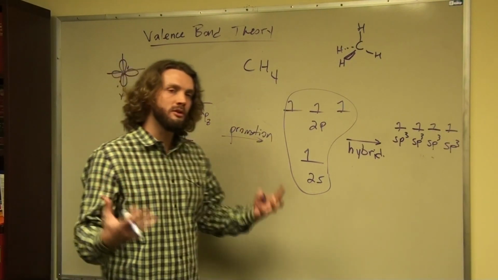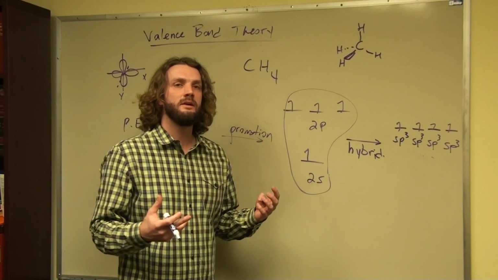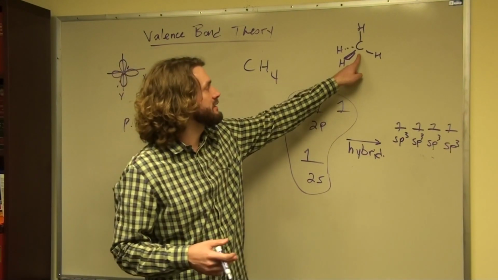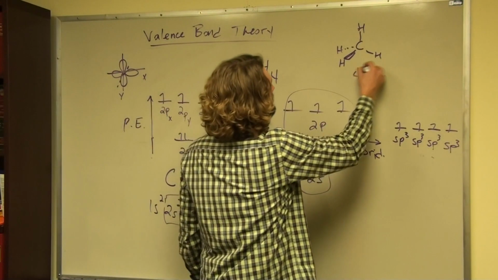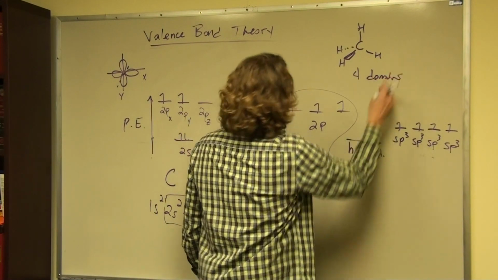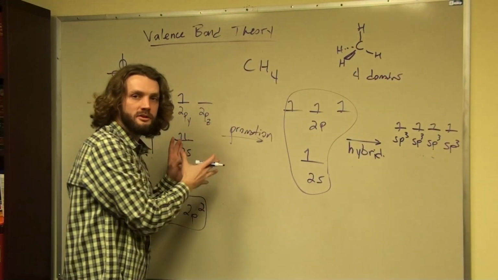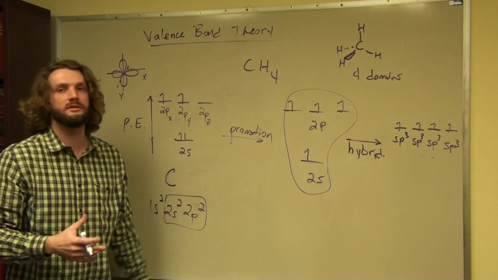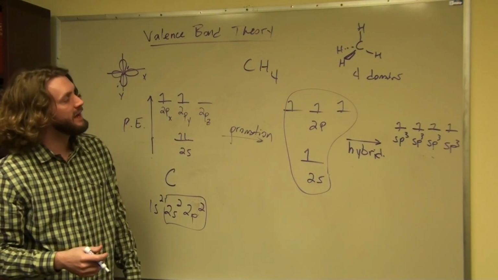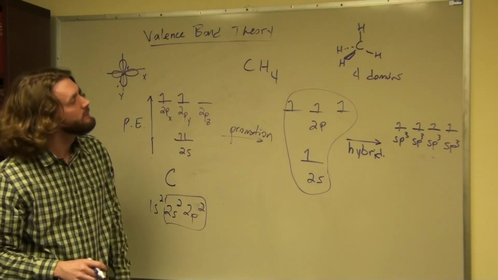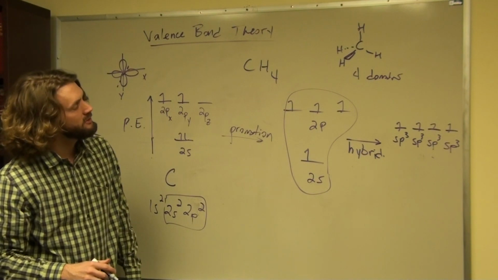You're going to use Lewis structures to count domains, and if I'm counting domains around this carbon, I get 4 domains. That'll give you an idea as to how many orbitals are going to mix to form my hybrids. Okay, so that is hybridization in a nutshell. And again, those are all degenerate.